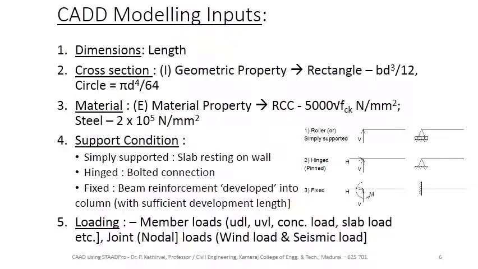The third stage is giving the material as input, from which the Young's modulus is taken inside. Generally for RCC it is 5000 root fck, based on the characteristic compressive strength of concrete, and for steel it is 2 into 10 power 5 Newton per mm square. The fourth step is to give the support condition. Generally the three options available are simply supported, the example being slab resting on walls, hinged, the example being bolted connection, and fixed, where the beam reinforcement are developed into the columns.